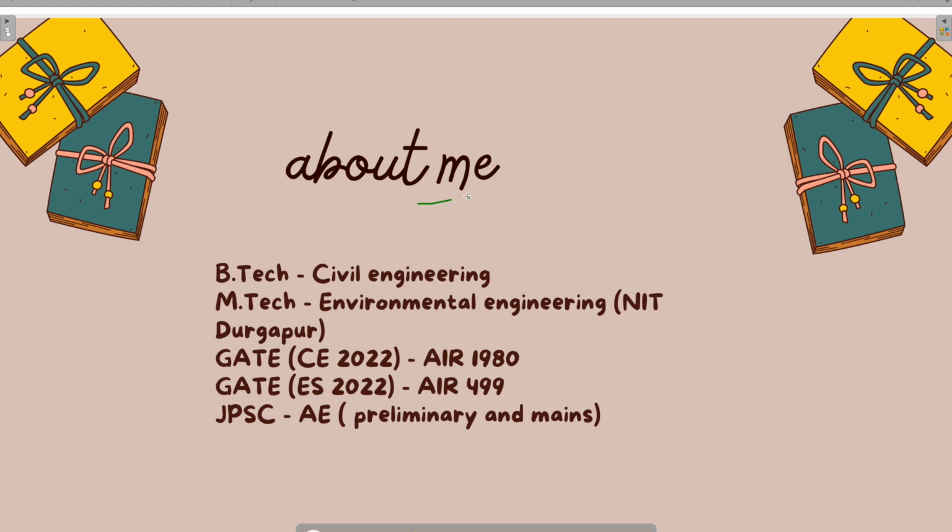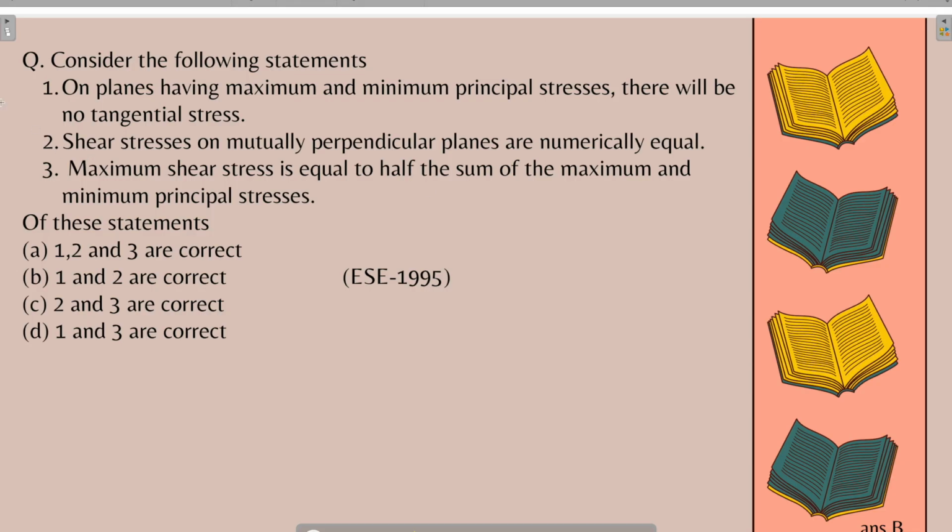So let's proceed now. The first question says, consider the following statements. On the planes having maximum and minimum principal stresses, there will be no tangential stress. This is a statement based question, and it has been asked in ESE 1995. So it says that on the planes having maximum and minimum principal stress, there will be no shear stress at all. So what do you think, is this statement correct or not?